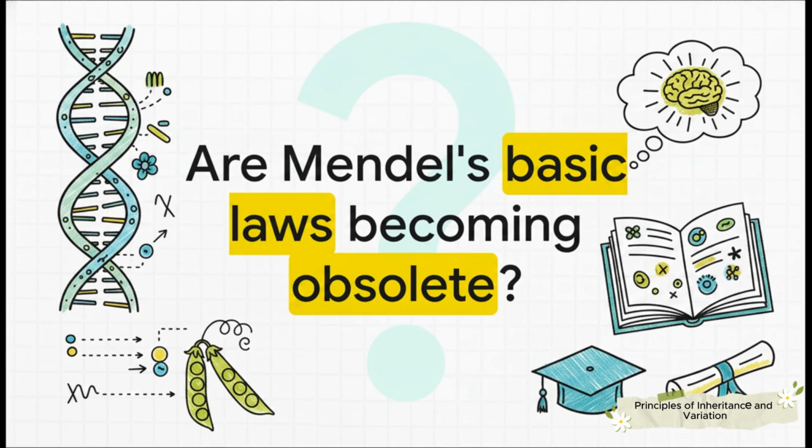So I'll leave you with this provocative thought to ponder. As we discover more about environmental and cytoplasmic sex determination, are Mendel's basic laws becoming obsolete? Or are they the essential foundation we need for understanding the exceptions? As genetics keeps advancing, we're finding that the exceptions really only make sense because Mendel gave us the rules.